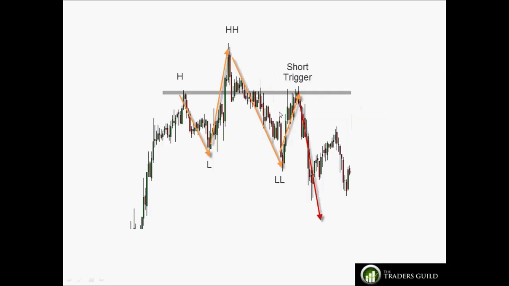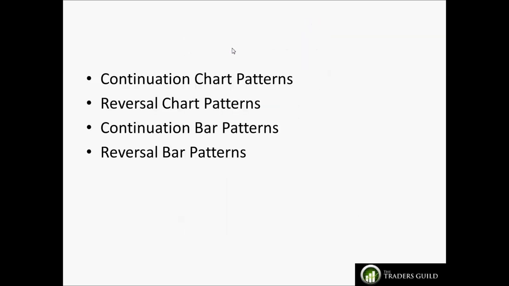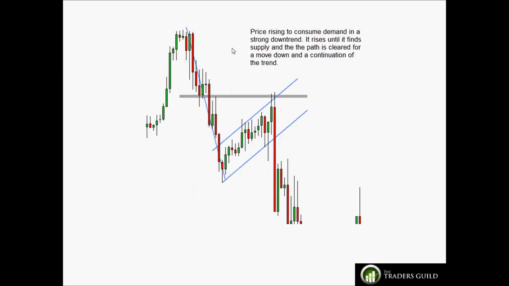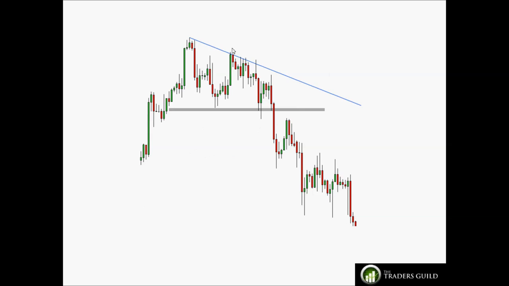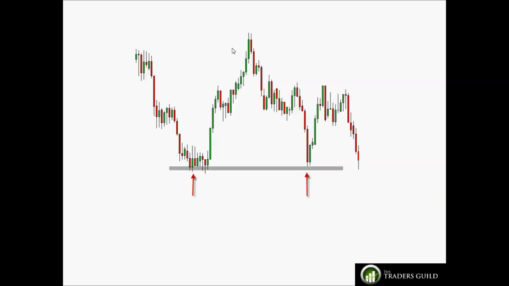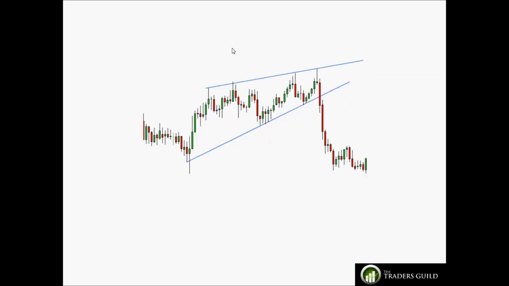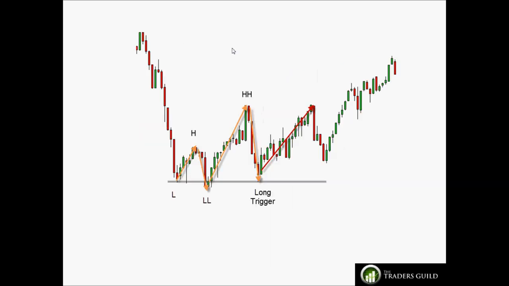Okay, jumped ahead a bit too much. So that concludes chart patterns. I've looked at the bull flag and the bear flag as continuation patterns, the ascending and descending triangle as continuation patterns. I looked at the double top and the double bottom as reversal patterns, and I've looked at the converging wedge, which is essentially the compression and supply demand consumption that we spoke about in the previous video, as a reversal pattern, and I've looked at the quasimode as a reversal pattern.